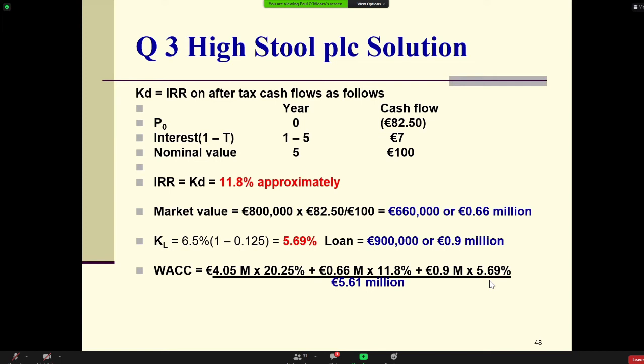So when you do all the maths on this, when you multiply 4 by 20.25 and 0.66 by 11.8 and 0.9 by 5.69, you divide by the sum of the weights. That's the blue numbers. It was 4.05 million for the equity, 0.66 for the debenture, and 0.9 for, in this case, the bank loan. When you get the average, you'll get in around 17%, about 16.9. Now everybody could have different answers to this final score depending on your IRR.